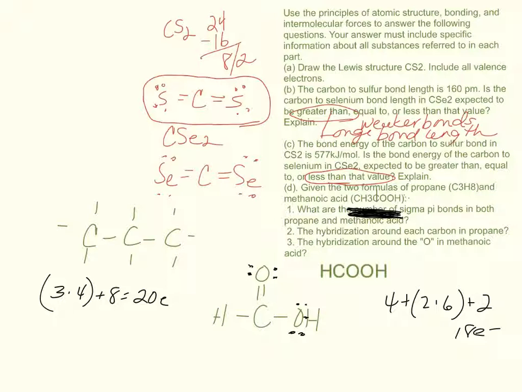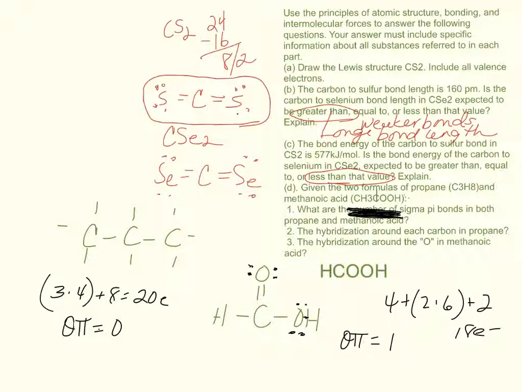So let's look at the number of sigma and pi bonds in both propane and methanoic acid. So sigma pi means that I have a double bond. Remember, sigma is single, sigma pi is double, sigma pi pi is triple. So there are no pi bonds in the propane. And so we're going to put for pi, there are zero. So pi equals zero. And in this one, we have one pi bond on the oxygen.